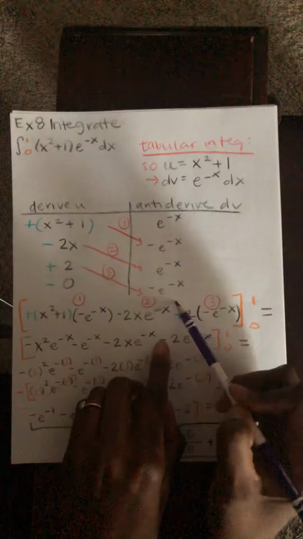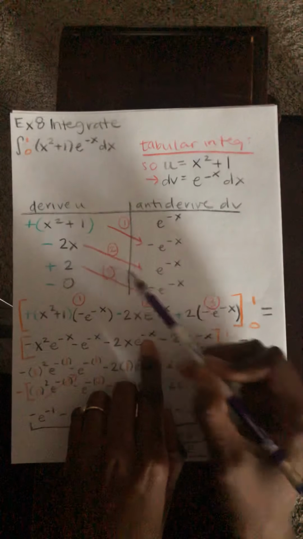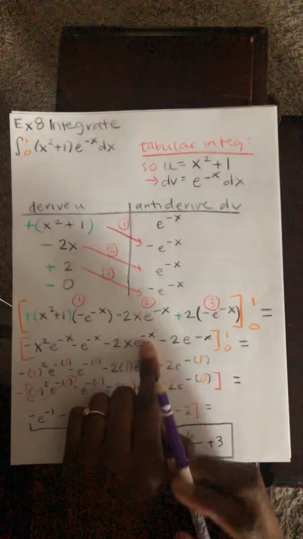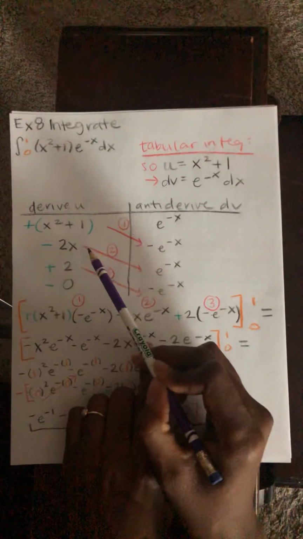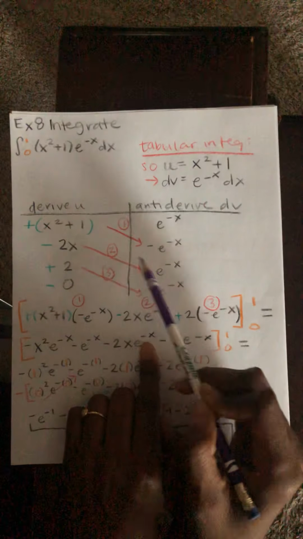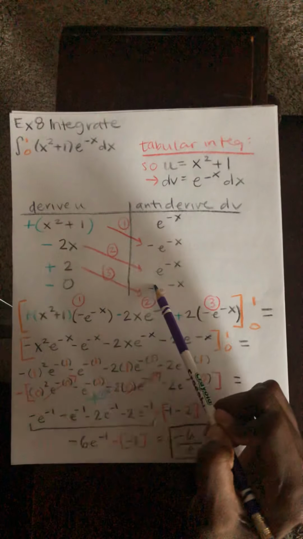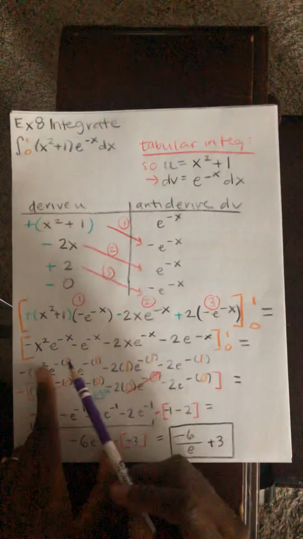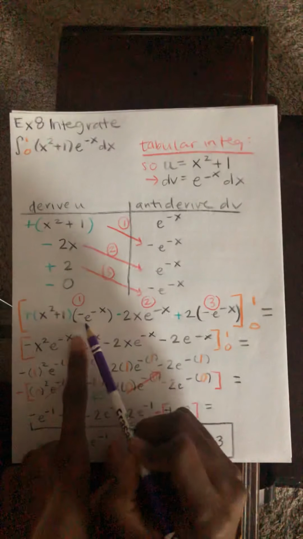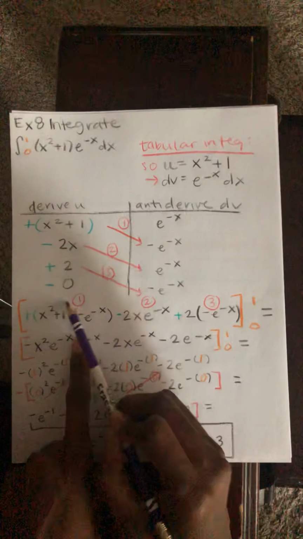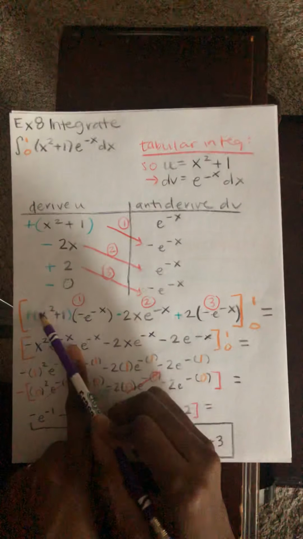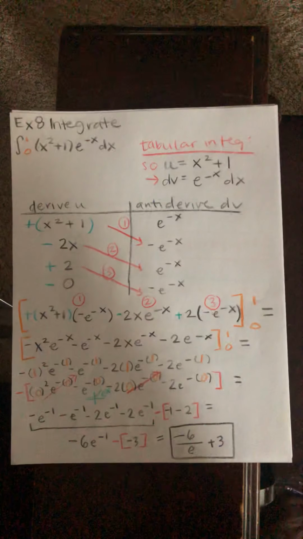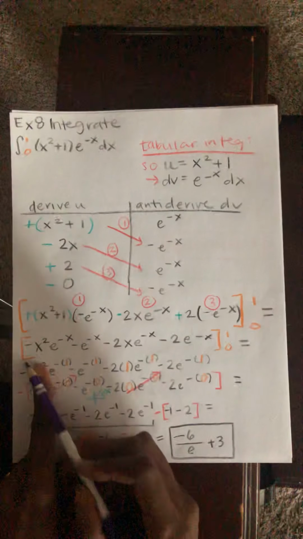And then you see it's just repeating. Then we do our tabular method where we do our little diagonals and we multiply this and this, minus 2x and this, plus 2 times this. And then we're evaluating from 0 to 1. Okay, so here, to get rid of these parentheses, I take this and I distribute to the positive 1 and distribute to the x squared.